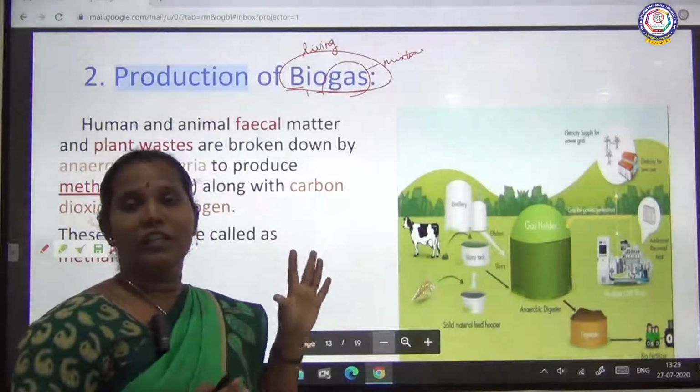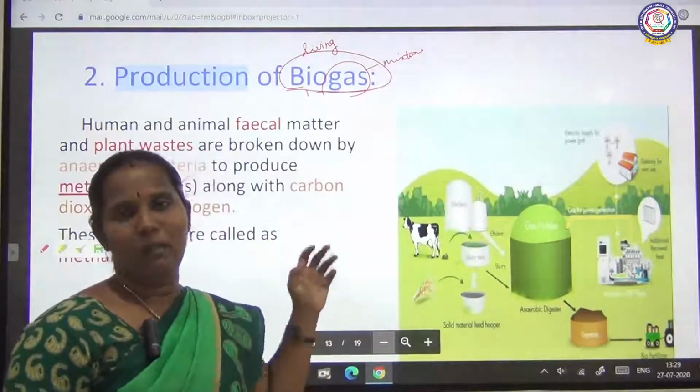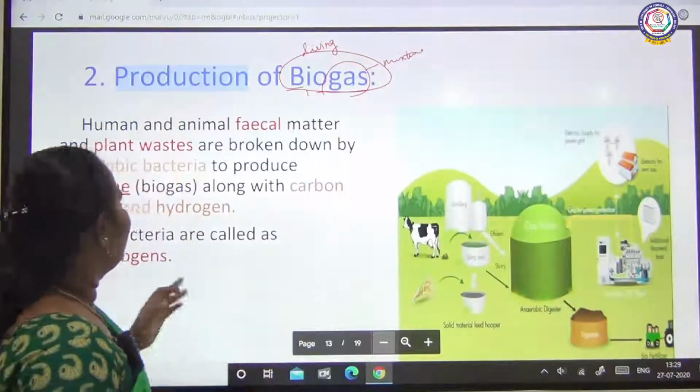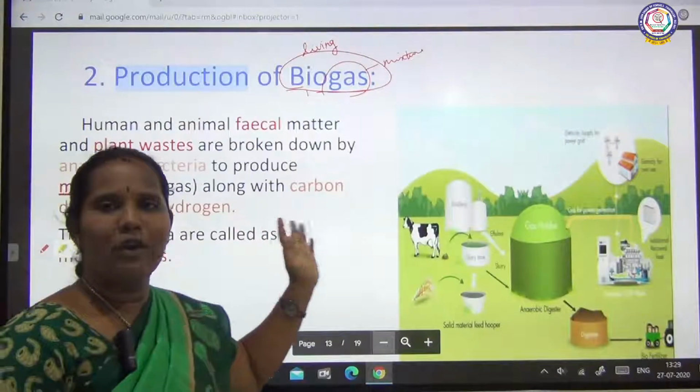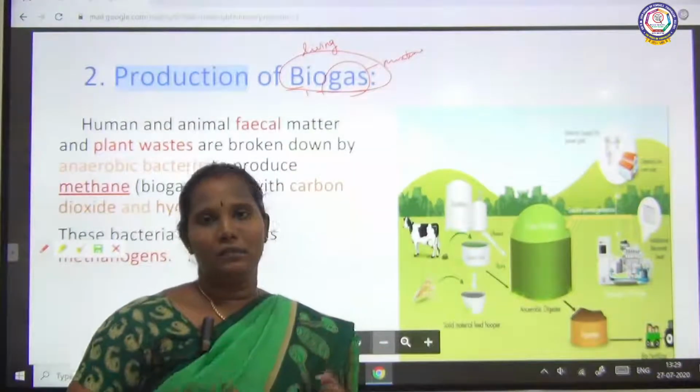It is prepared by living things, so it is called biogas. Isn't it? See how the biogas is prepared. See how the microbes help to prepare this biogas.